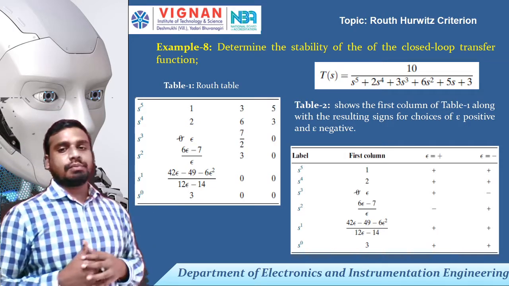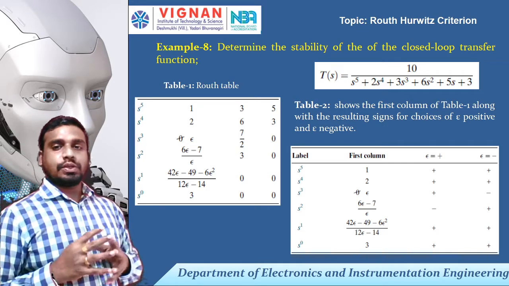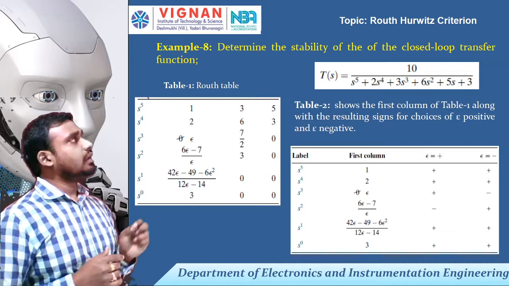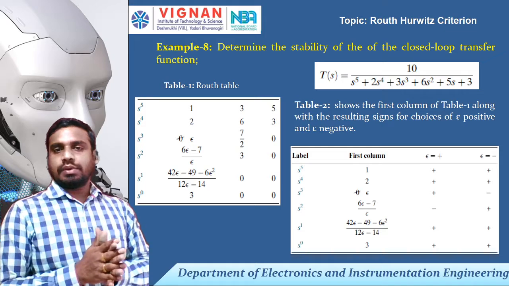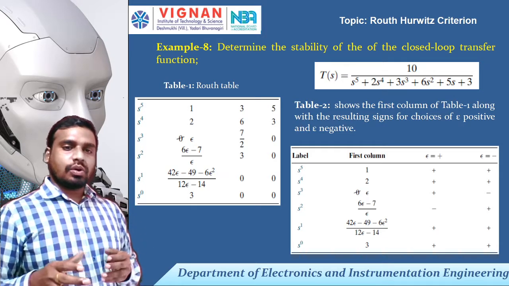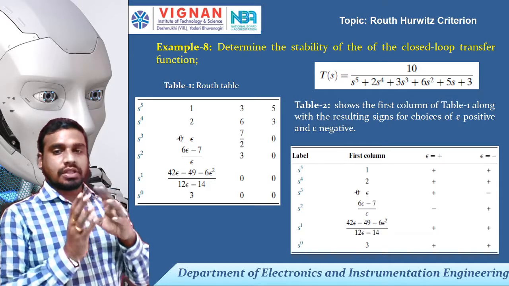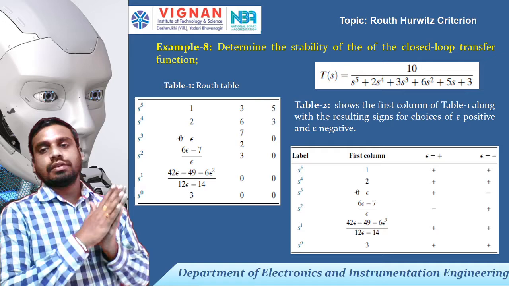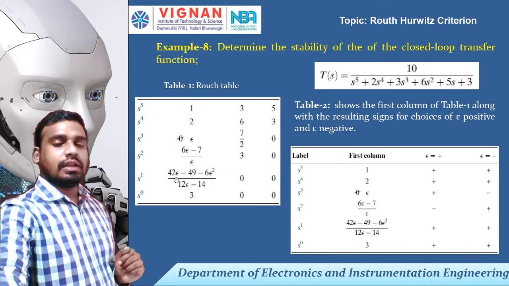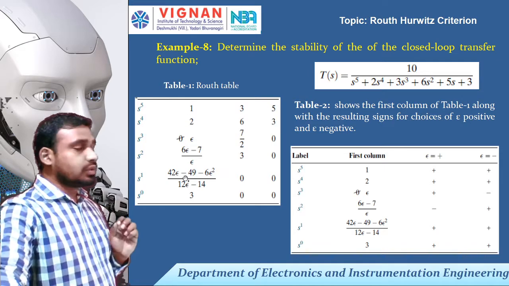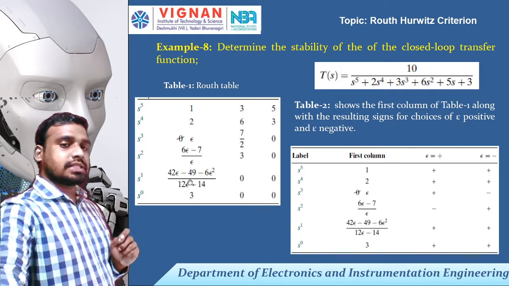So consider one more example here. 10 by s power 5 plus 2s power 4 plus 3s cube plus 6s square plus 5s plus 3, right? So construct a root table again. This example I gave to estimate the stability based on the values we choose for epsilon. Once you construct it, this is the table we get, and check with the epsilon parameters, the s square coefficient and the s coefficient.